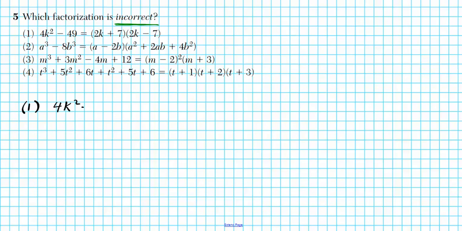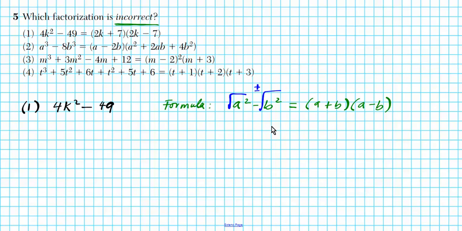So we have 4k squared minus 49. Okay, what do you notice about 4k squared and 49? They are both squares. What operation is this? This is minus, or difference. So we're going to use the difference of squares formula. Okay, so the formula we're going to use for this is a squared minus b squared can be factored by rooting the first and the last term and expressing the roots as the sum and difference. Okay, so we're going to have the sum a plus b and the difference a minus b of the square root of the two terms.